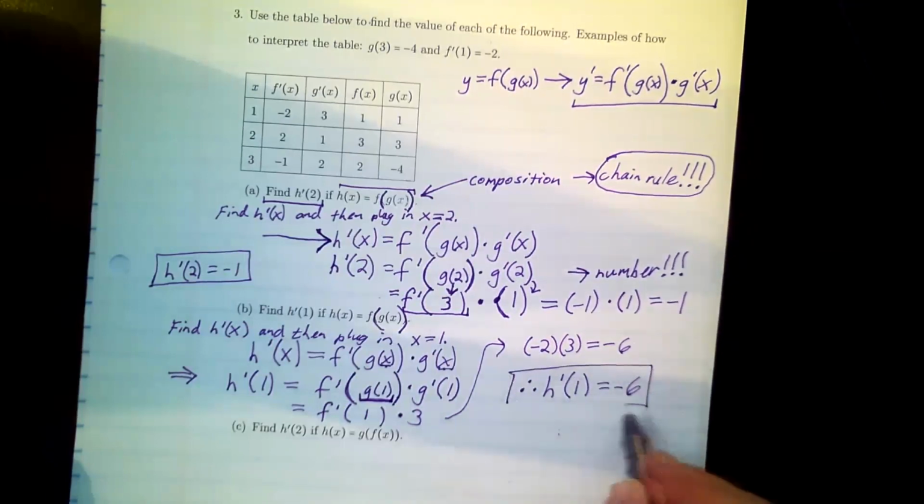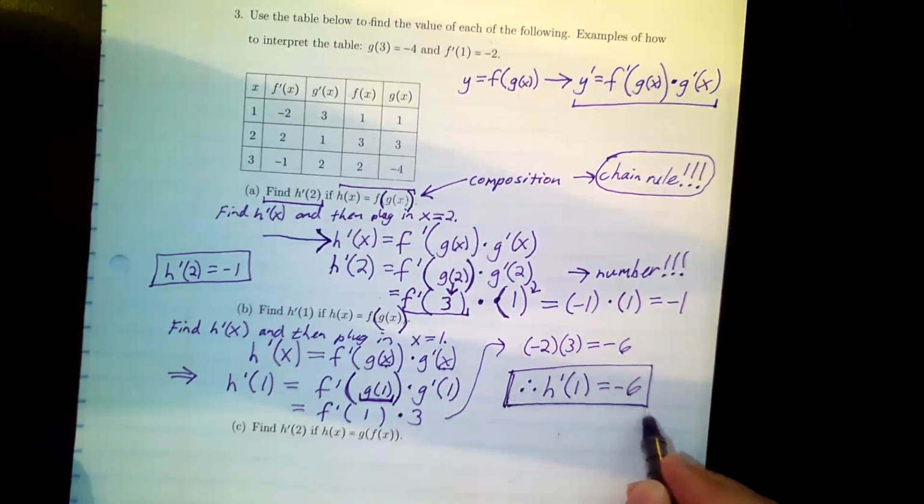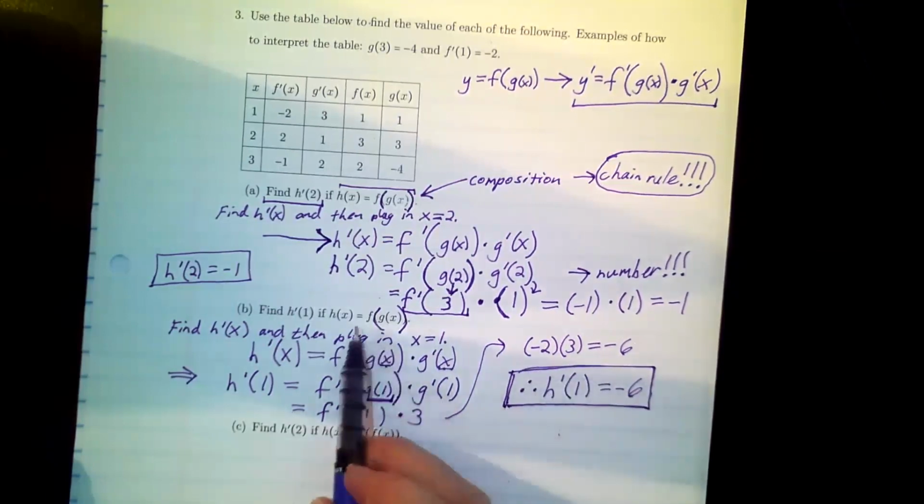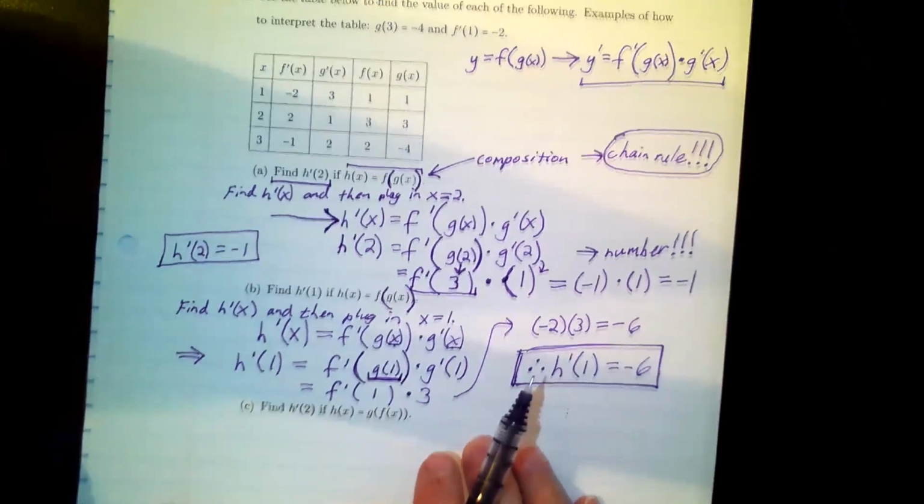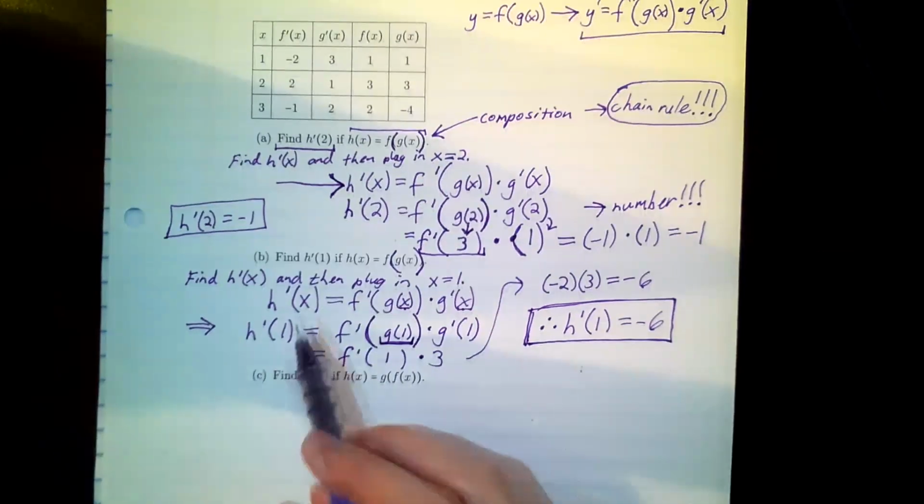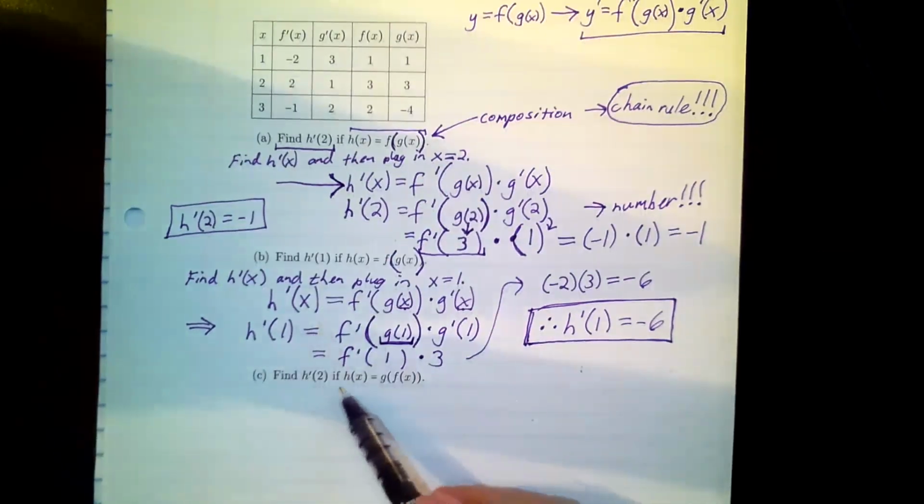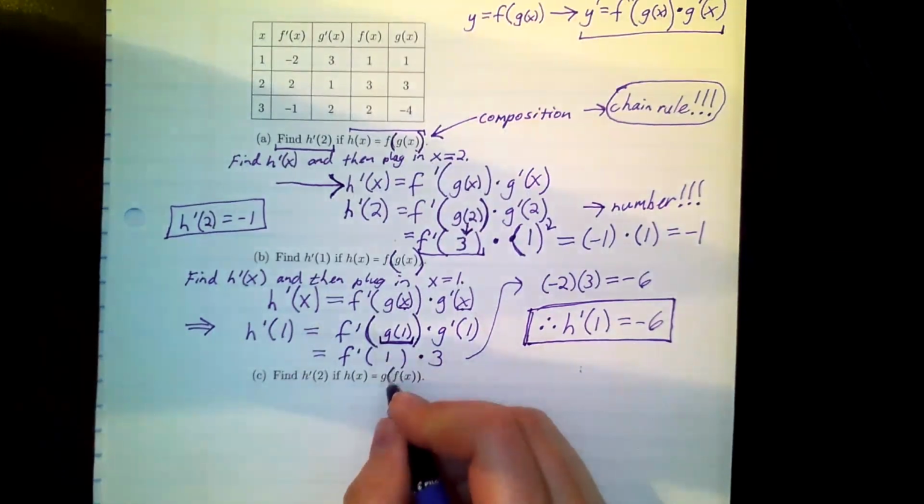Kind of nice. I can still find a numerical value for my derivative at that x value, even though I didn't exactly know what h was. I just knew it was a composition of two functions. So let's do the last one here. It says find h prime of 2 if h of x is g of f of x.